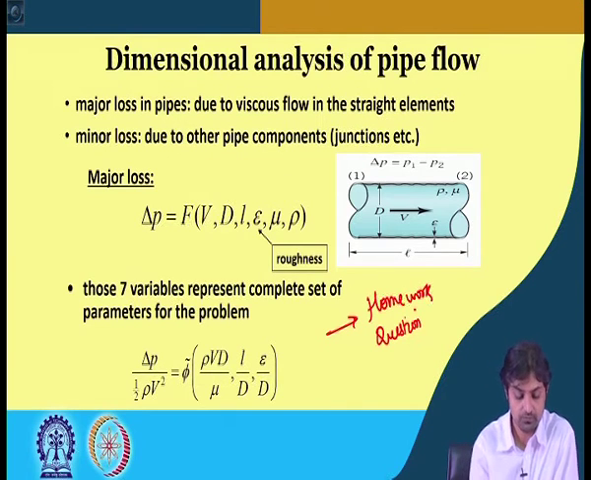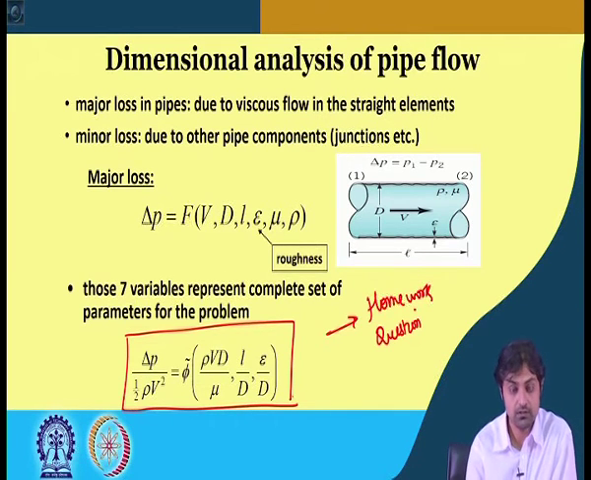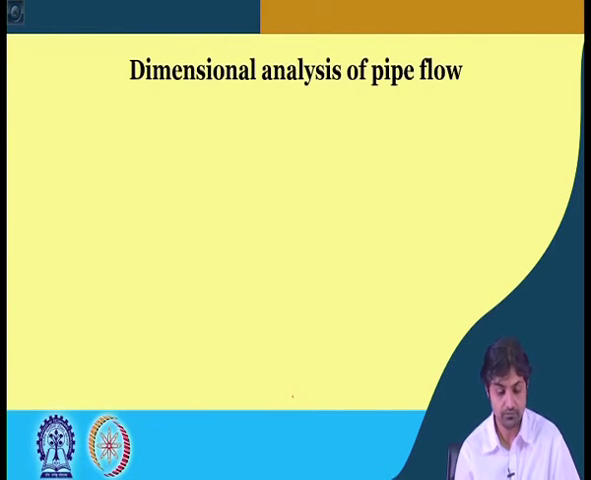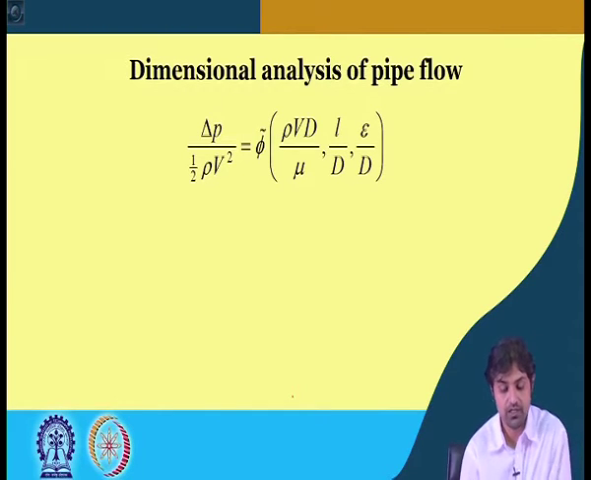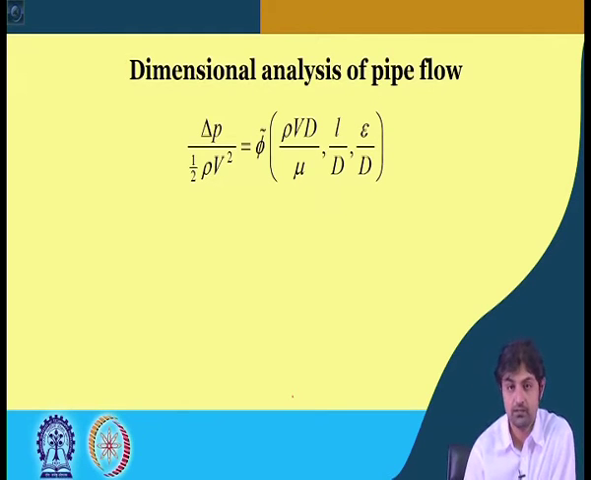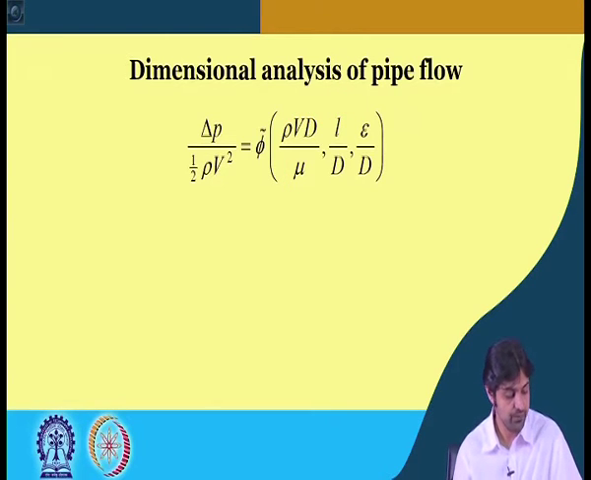All right. So this is the general equation for pressure drop for a pipe flow with roughness element of epsilon. All right. So again we write down delta p by half rho v square is a function of rho v d by mu, L by d and epsilon by d. All right, what is this? This is Reynolds number. This we know from before, rho V d by mu.